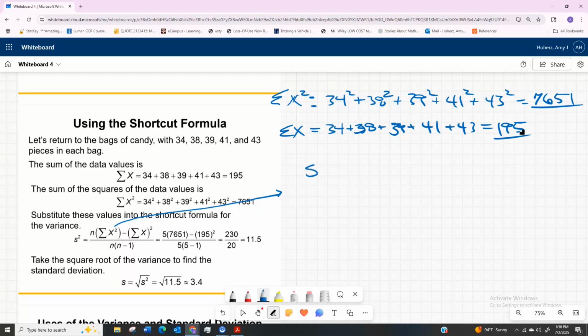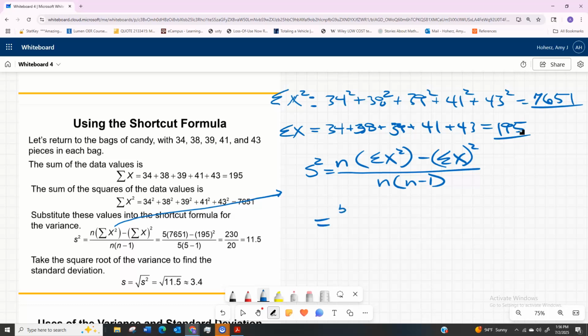So the s squared, which is the variance, is n times the sum of the x squares minus the sum of the x's squared, over n times n minus 1. So what is n? Well, n is 5 because there were 5 bags of candy. The sum of the x squares, that was 34 squared plus 38 squared and so on. That's the 7,651. Then I'm going to subtract the sum of the x's squared. The sum of the x's was the 195. And then I still want to square that, but I do that after I've added them like I did here. Then I'm going to divide by n again, which is 5, and then n minus 1, which in this case is 4. So 5 minus 1 is 4. And that's what I compute.